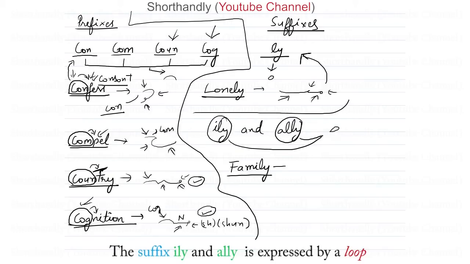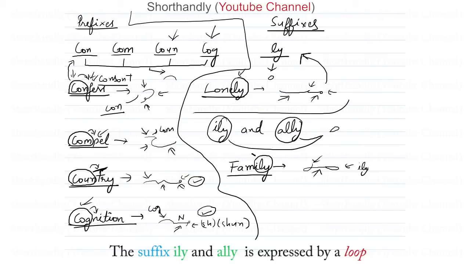So we can write this family word. First, if you notice, we have this illy here. In this word we had this ly, so we made the circle, and here we have this illy. So we can write this word like this. First we have this F, then we have this long stroke which is M, then we finally made this loop to represent our illy suffix.